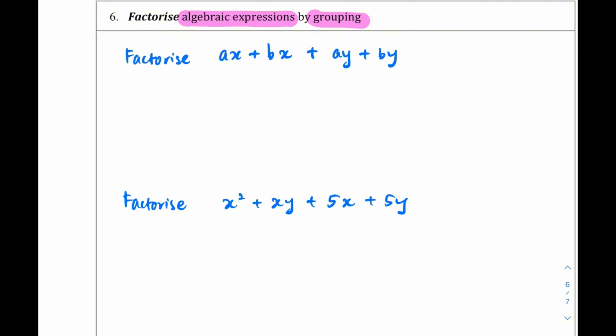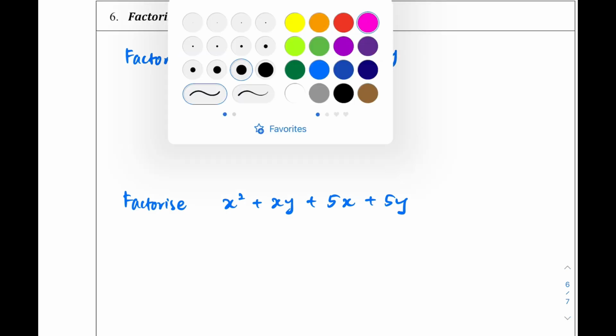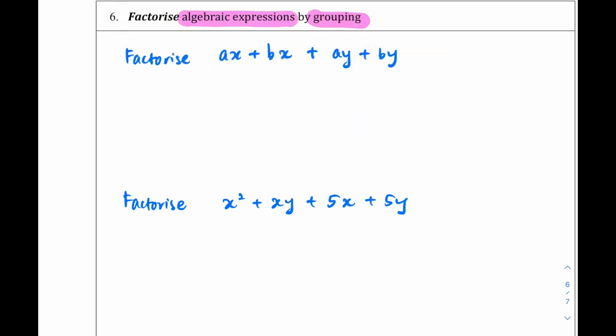If we look at all four terms, we will see that there are no common factors across all four terms. However, we do notice that in the first group of terms, ax plus bx, there is a common factor x. Similarly, in ay plus by, there is a common factor y. So let's use the method of grouping to factorize this expression.